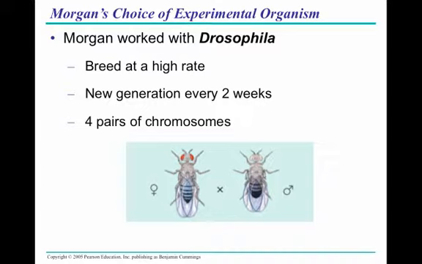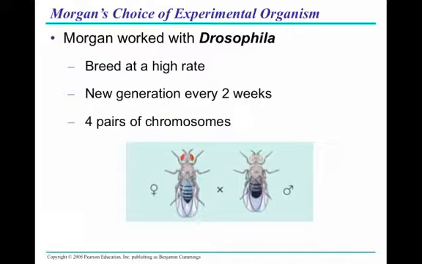All right, so first, Morgan's experiment, work with Drosophila. He did this because they breed at a very high rate and get a new generation every 2 weeks, so you can take a look at the characteristics of the offspring very quickly. And the genetics were very simple, just 4 pairs of chromosomes, and we have our male and our female shown here.